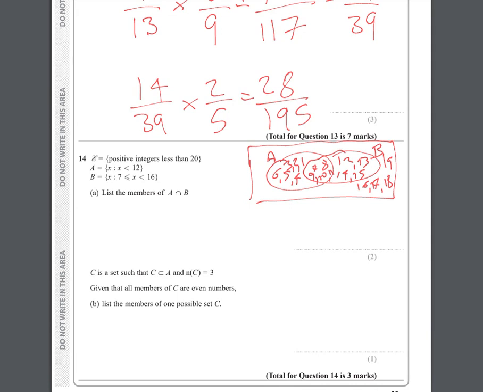Set C is such that C is a subset of A. List the members of A intersection B. So that's 7, 8, 9, 10, 11. They're the things that overlap. C is a set such that C is a subset of A, it's contained within A, and the number of things in C is 3. Given that all the members of C are even, there are only 3 things it can be. It's got to be 2, 4, and 6.